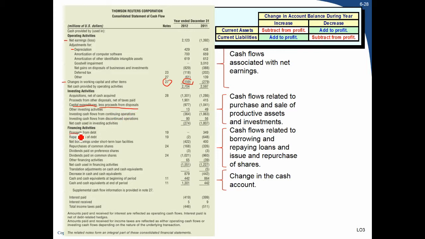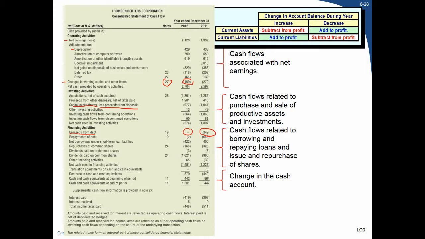Financing, proceeds from debt. Now, they show it here, even though it's 0 this year, last year they had proceeds from debt. So they have to show a comparative number. But you guys know all this, right? You've seen all these things. And here's the great thing.